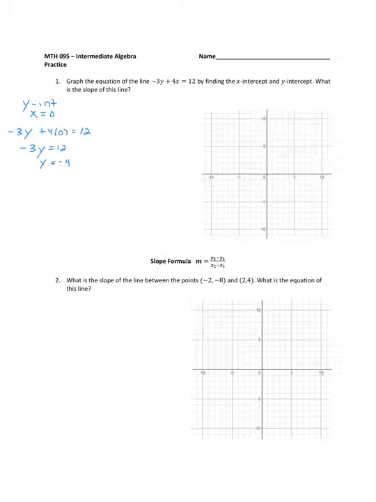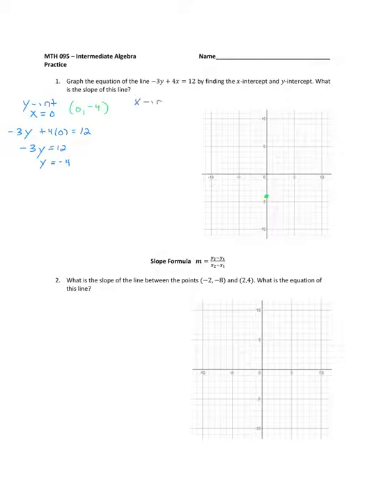So we just found a point. That point is 0 for x and negative 4 for y. So I'll plot that right here. If I get one more point, I can simply graph the equation. So let's find the x-intercept.